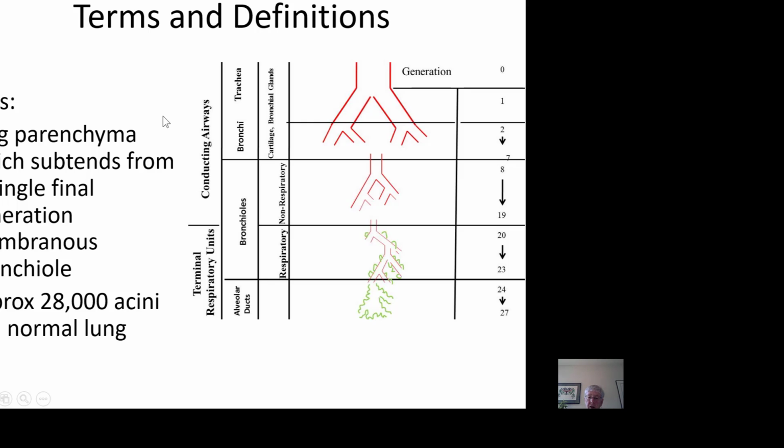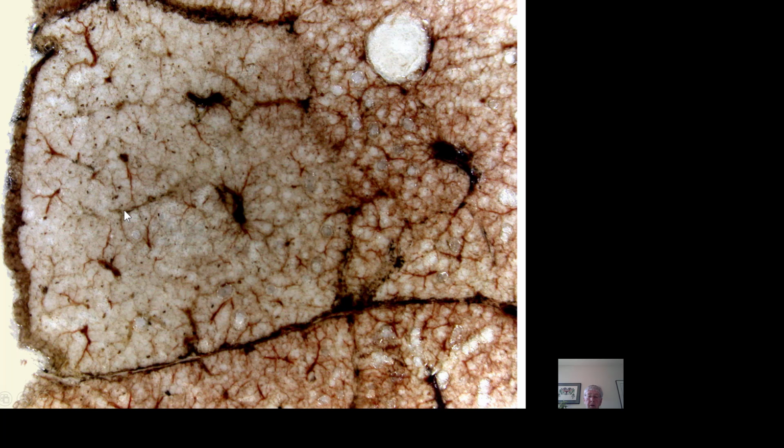What is an acinus? An acinus is defined as the amount of lung parenchyma which subtends from the terminal membranous bronchiole. This happens about generation 19 in the lung bifurcation system, and it includes 3 generations of respiratory bronchioles, alveolar ducts, alveolar saccules, and alveoli. There are approximately 28,000 acini within a normal lung.